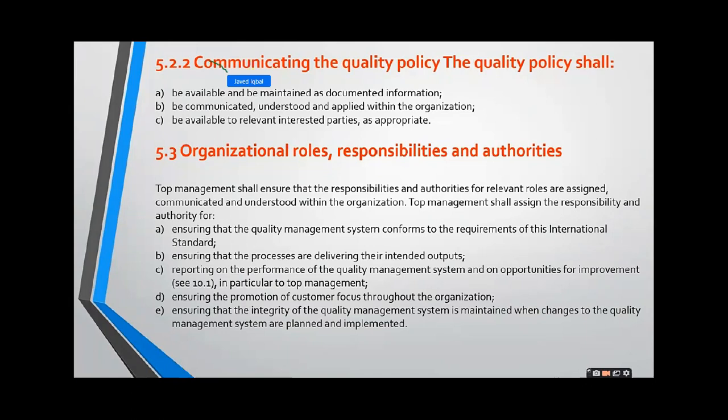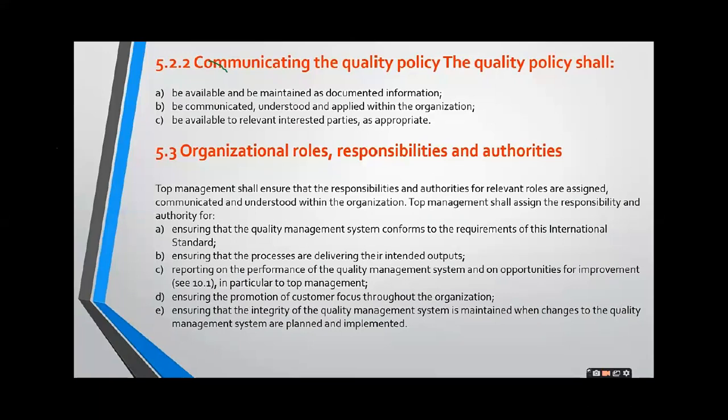Okay, so we are discussing the quality policy, and it should include documented information. It will be available and maintained as documented information within the organization. The communication and understanding should be there. It has to be effectively communicated, understood, and applied by all the members of the organization. It should be accessible to relevant interested parties as appropriate, demonstrating transparency in the organization's quality commitments. Clause 5.3 is about organizational roles, responsibilities, and authorities.